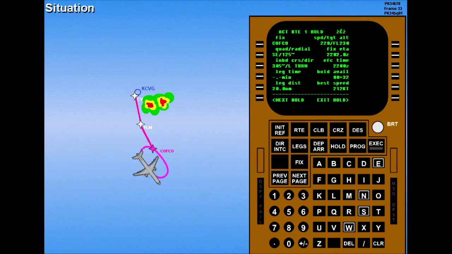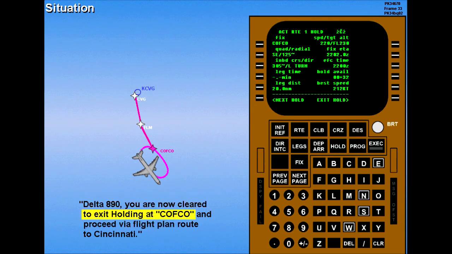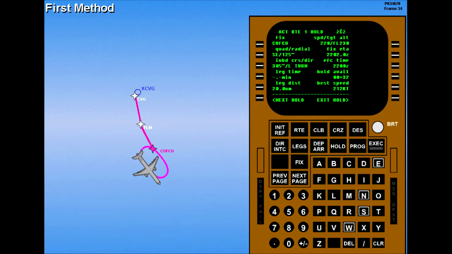In this situation, due to weather, you are in holding at COFCO. After weather improvement, ATC clears you to exit holding and resume your flight plan route. You may exit a holding pattern by either of 2 methods. The first uses the exit hold function.